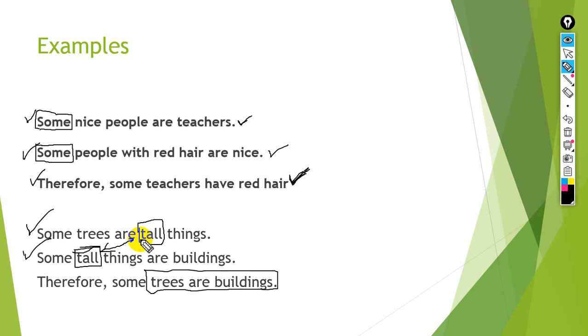Look at this. Some trees are tall things. This is okay, no problem. Some tall things are buildings, so we can say buildings are also tall. But when we are concluding this syllogism, here we are making a mistake. What is the mistake? Here we also have a particular proposition, but in this particular proposition we have some trees are buildings, and it doesn't make sense. Trees are not buildings.